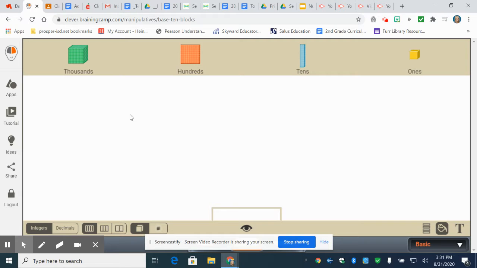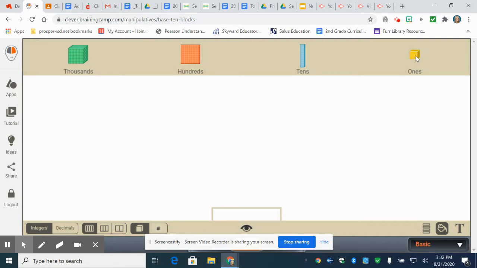Hey mathematicians, I want us to talk about how we can compose and decompose numbers up to 1200. You've gotten really good at being able to compose and decompose them up to 999. So now I want us to take it one step further. So when I'm doing my place value song, I can think I've got my ones, my tens, my hundreds, and thousands. I'm moving on up to the thousands.